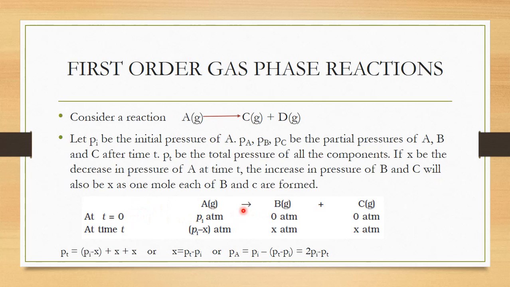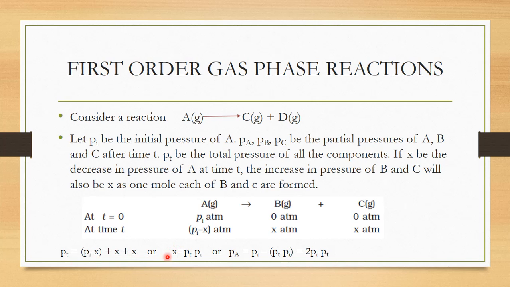So we can write here A changes to B plus C. At time t equal to 0, initially the pressure of A will be Pi or P1, whatever you find convenient, you can take the symbol. B and C will be 0 atmosphere. At time t, there is a decrease in pressure of A by x, so we write it is P1 minus x, and B it is x, C again it is x. What will be the total pressure? Total pressure will be Pi minus x plus x plus x.